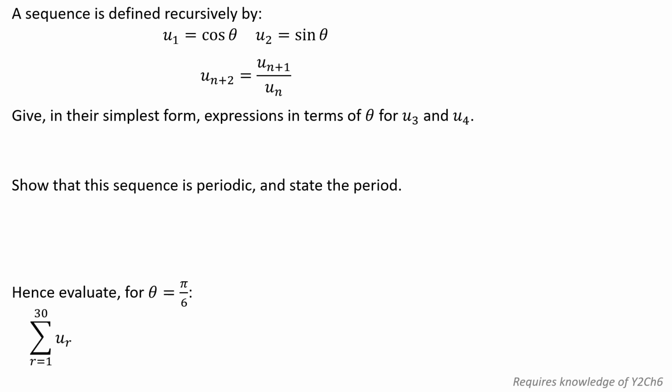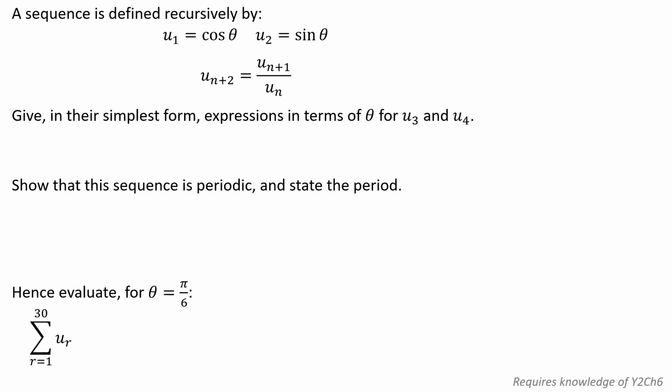So I've set this up as u n plus 2 is equal to u n plus 1 divided by u n. In other words, the term I want is going to be the term immediately before divided by the term immediately before that. So for instance, u3 is going to be calculated by doing u2 divided by u1. In this particular case, u1 and u2 are provided for you, but they're given in terms of theta, which is why the question has asked you for expressions in terms of theta for u3 and u4.